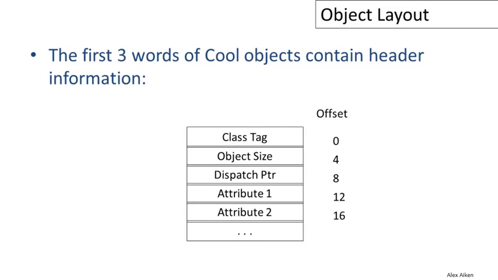So here is the particular object layout used in COOL. The first three words of a COOL object contain header information, and every COOL object always has these three entries. The first position is a class tag at offset 0. The next word at offset 4 is the size of the object, and then something called the dispatch pointer, and then all of the attributes.